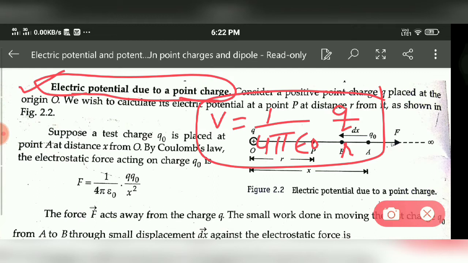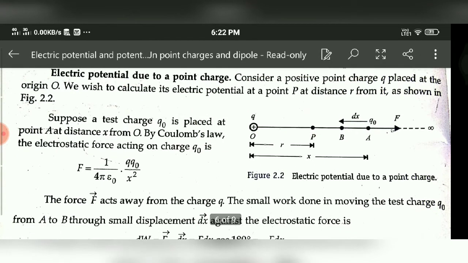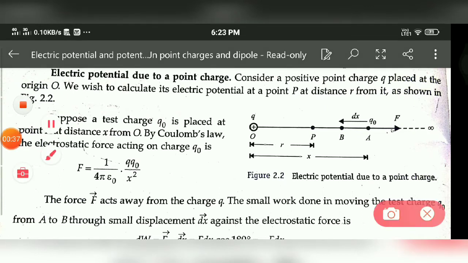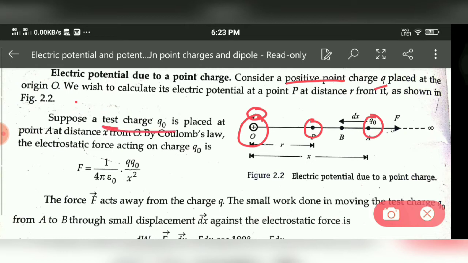In this topic, first of all, consider a positive point charge Q placed at origin O. We wish to calculate the electric potential at point P at a distance R from it, as shown in the figure. Suppose a test charge Q naught, a unit positive test charge.